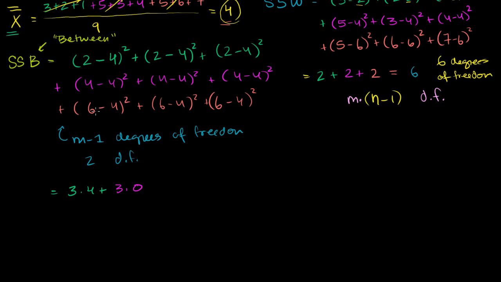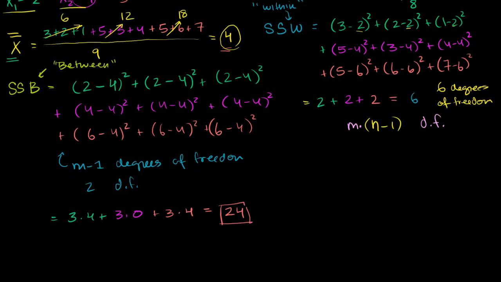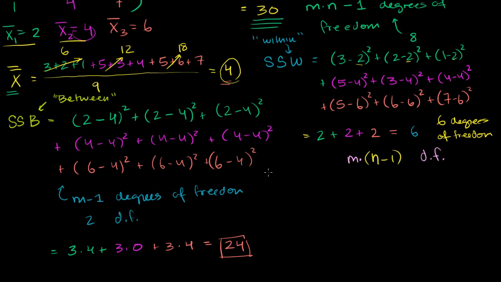Plus, what is this? The difference between each of these, 6 minus 4 is 2, squared is 4. So we have 3 times 4 plus 3 times 4. And we get 3 times 4 is 12, plus 0 plus 12 is equal to 24. So the sum of squares, or the variation due to the difference between the groups, between the means, is 24. Now, let's put it all together.